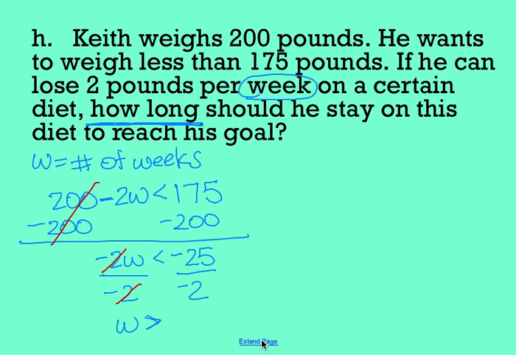Now in this case, 25 is not evenly divisible by 2. We do know that a negative divided by a negative is going to give us a positive, which makes sense for a number of weeks. But if we turn this into a decimal, this would be 12.5. So that's probably our best representation in this case. So Keith is going to need to diet for about 12 and a half weeks to reach his goal.